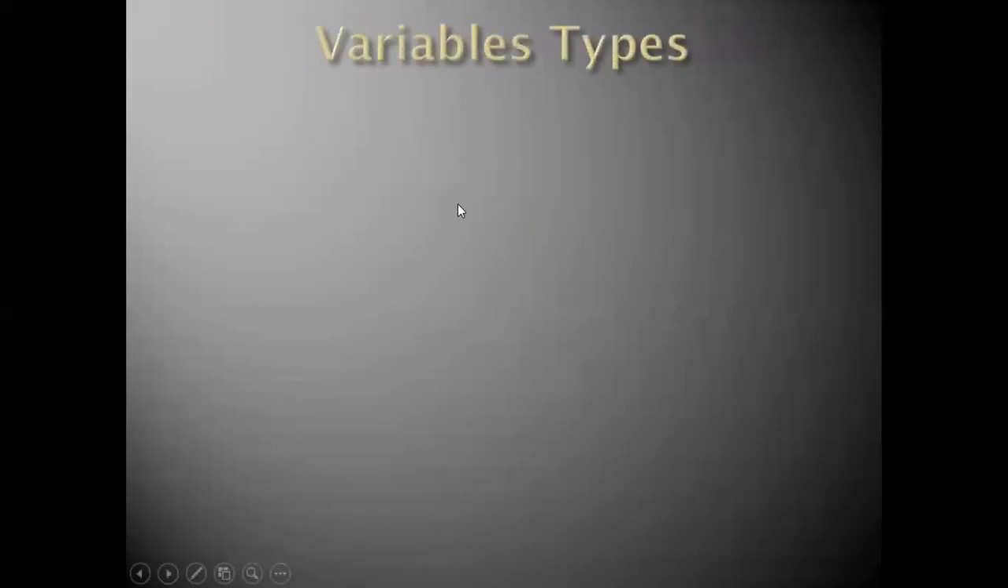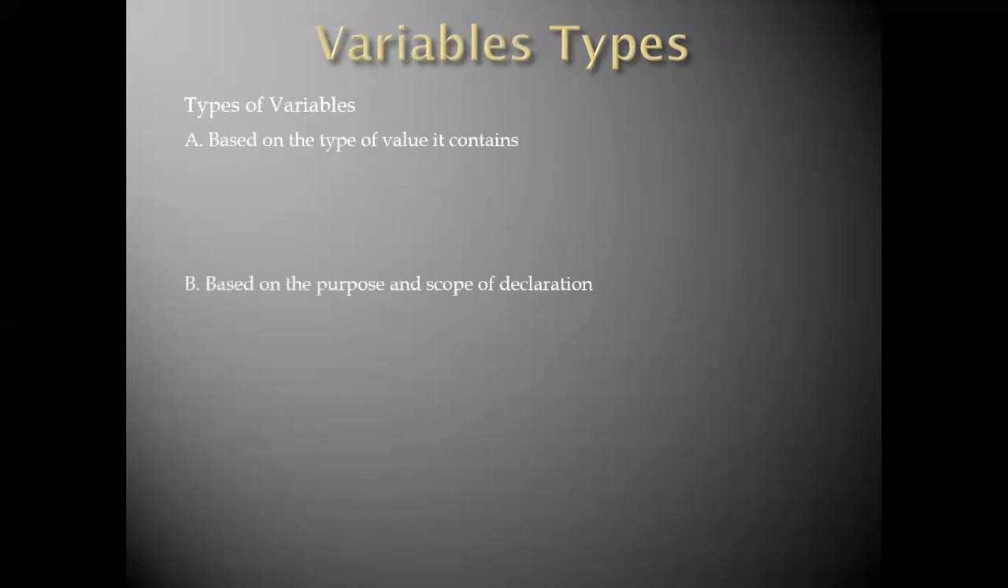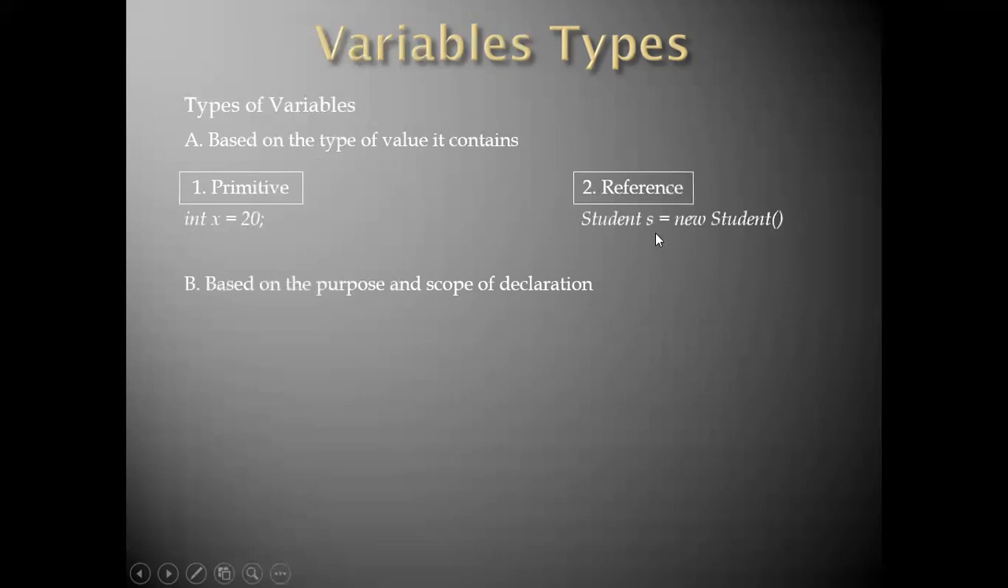Moving on, variable types. Variables in Java are classified based on the type of value they contain. They can also be classified based on the purpose and scope of declaration. Based on the type, we have primitive type and reference type. Primitive type is something that can store the value directly. Reference type means class type. We'll discuss the class going further. Next is based on the purpose and scope of declaration. It is of three types: local, instance, and static.